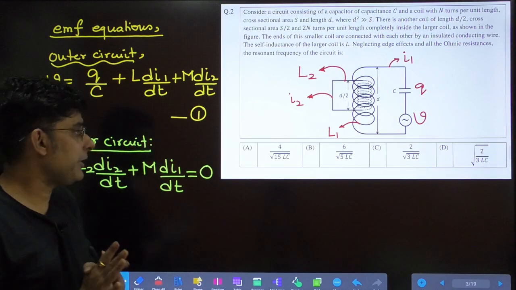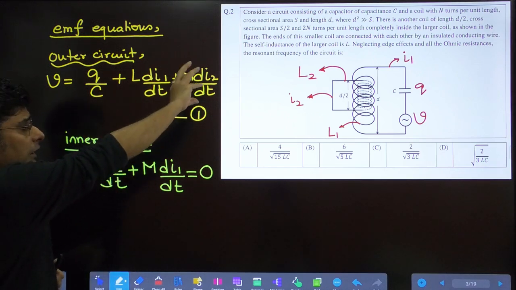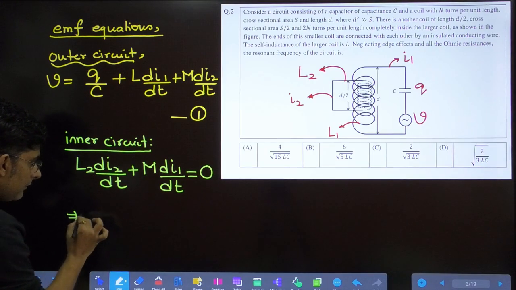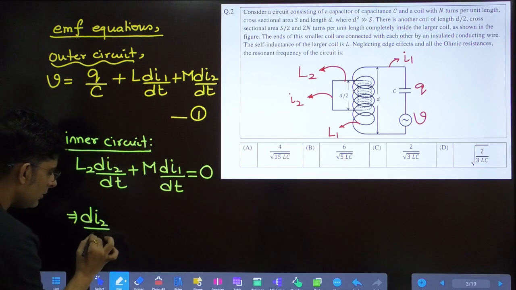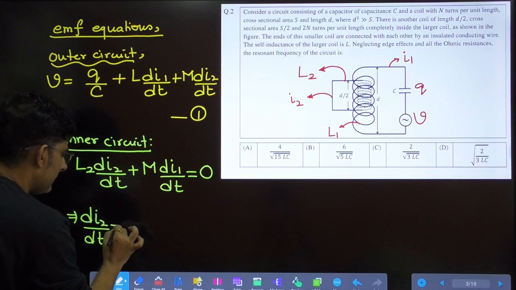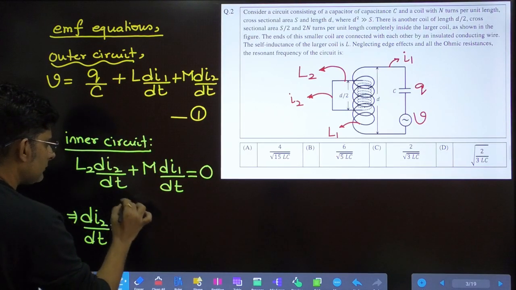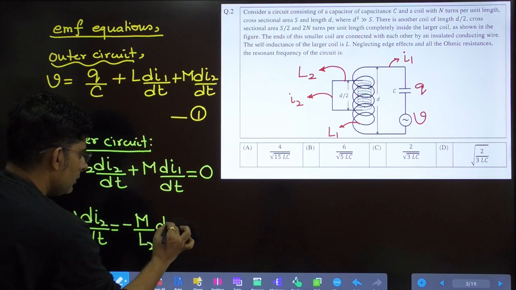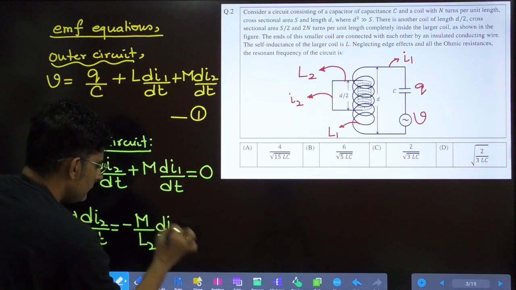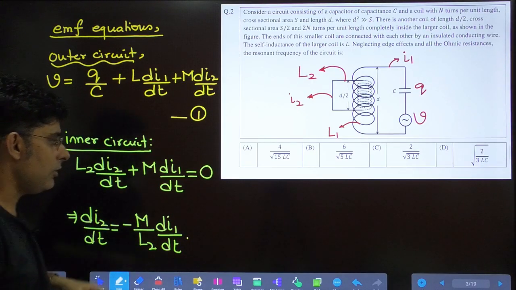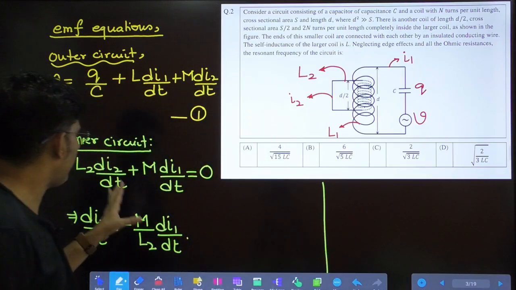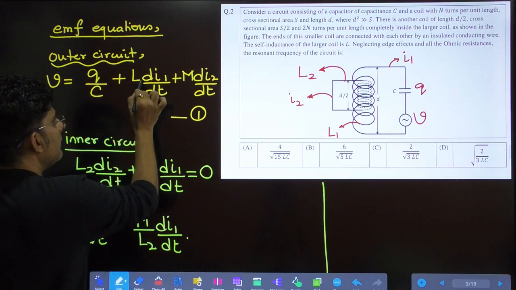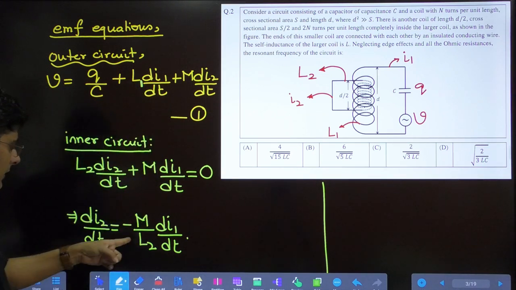So first and foremost, in the first equation, if I want to remove this I2 term, I can remove it from here. So what I can write from here is that di2 by dt can be replaced by minus M by L2 into di1 by dt. Got it? Now let's quickly write the values of M and all so that we get an idea what to do next. Achha, here it was L1, I missed that thing, L1, and here we have L2.